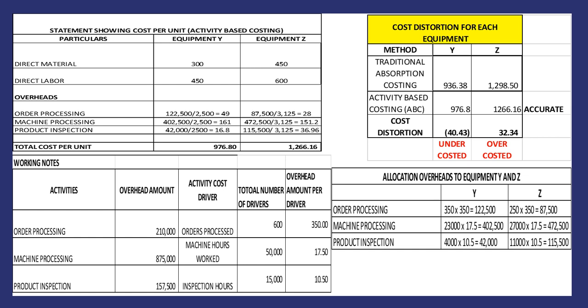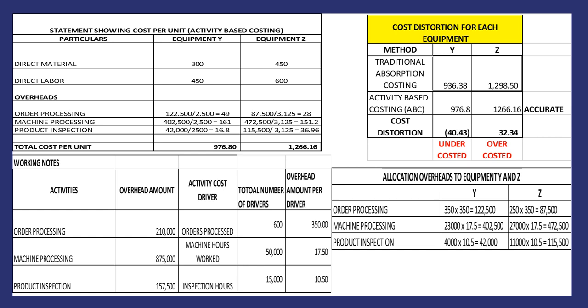Here is the cost distortion for each equipment. Cost distortion means you have to identify whether it is undercosted or overcosted. So the two equipments Y and Z. Under the first method, traditional absorption costing, the cost per unit is 936.38, for Z 1298.50. Under the activity based costing system, which is considered accurate, it is 976.8 and 1266.18. When compared to activity based costing, if the traditional absorption costing amount is less, it is called undercosted. If it is more, it is called overcosted.